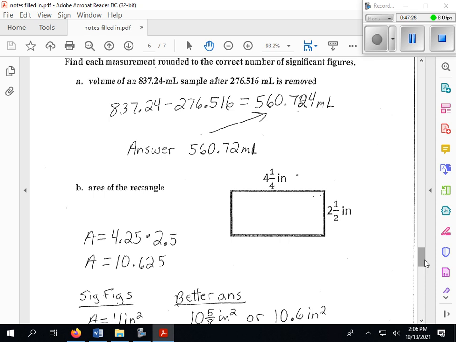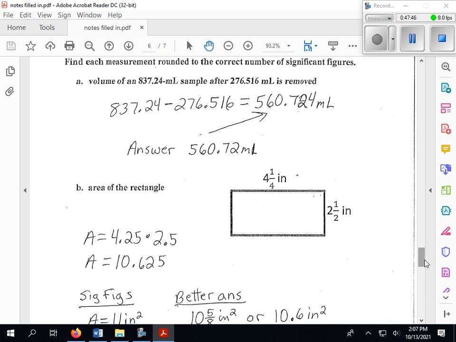Part A, find each measurement rounded to the correct number of significant figures. How many significant figures in this first 837.24? 5. How many in the 276.516?